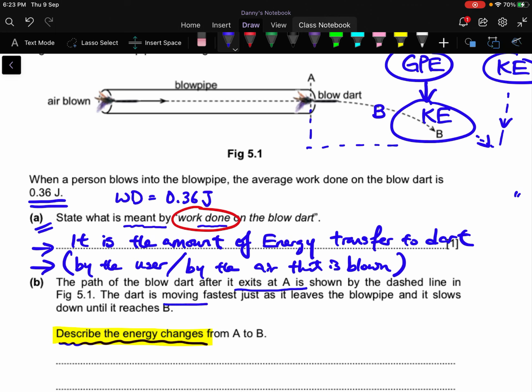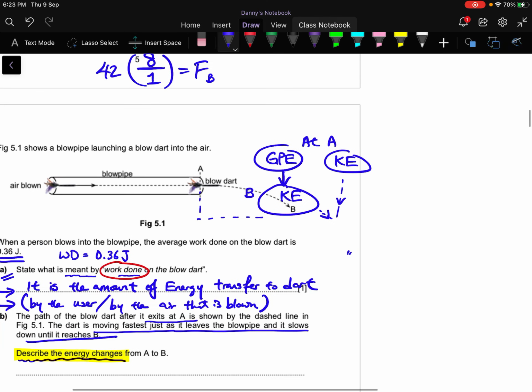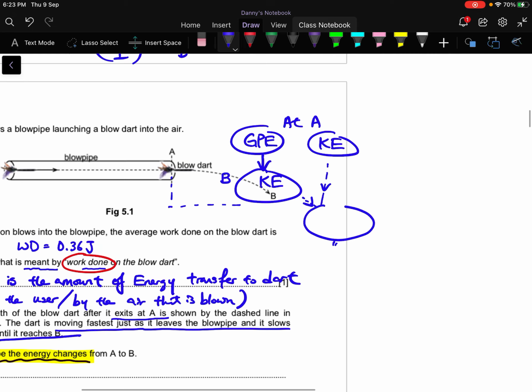See here, as it exits A, moving faster as it leaves, then it slows down when it reaches B. That means this particular kinetic energy has to leave the dart, right? This energy is lost from the dart. So I have to say that there's work done. Well, this work done has to leave, right? So I know that this has to be lost, right? This is energy loss. So I have to account for it.